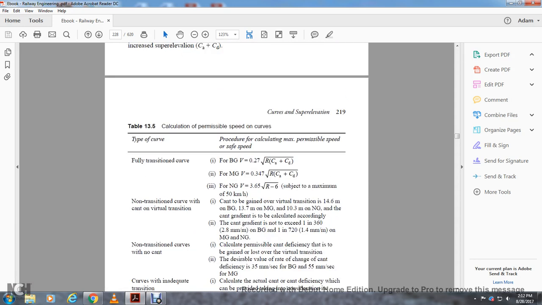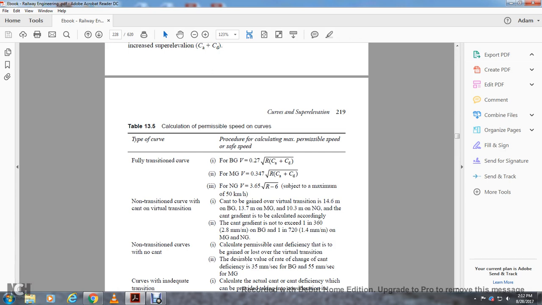First, the transition curve. For broad gauge, velocity V is 0.27 times the square root of R times (CA plus CD). For meter gauge, V is 0.347 times the square root of R times (cant plus cant deficiency), subject to the maximum. For narrow gauge, velocity is 365 divided by the square root of R minus 6, subject to a maximum of 50 kilometers an hour.